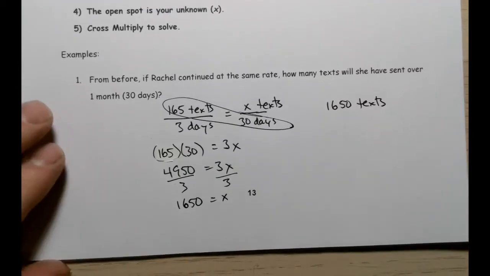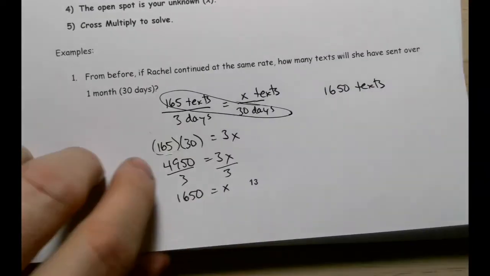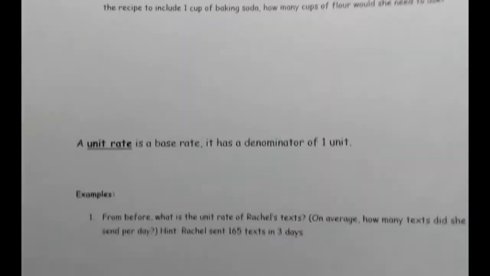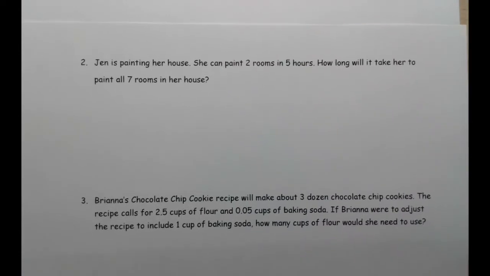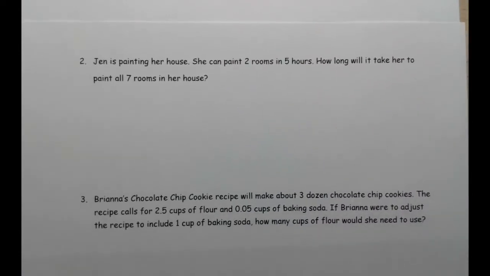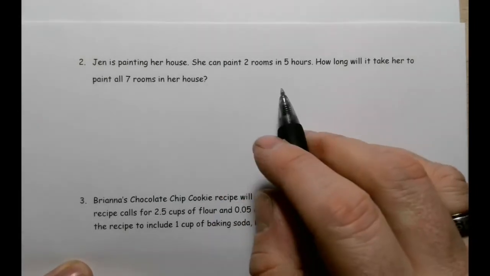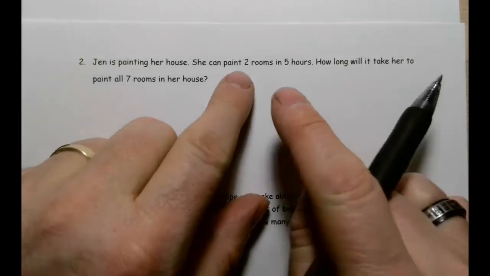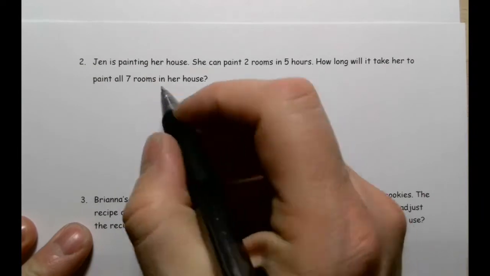Now, let's take a quick look at another one. Jen is painting her house. She can paint 2 rooms in 5 hours. So we've got a comparison here: 2 rooms in 5 hours. Let's set that up here: 2 rooms, 5 hours. There's the left-hand side of the proportion.